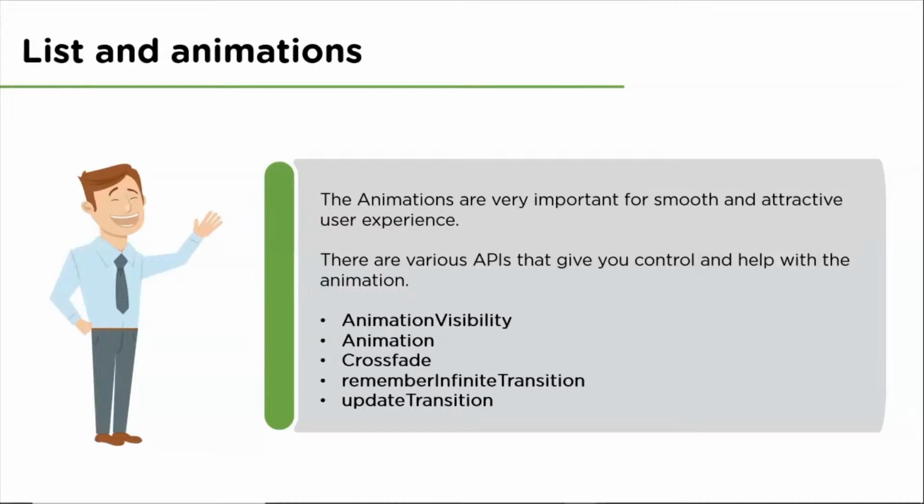Then there is remember infinite transition. If the animation is state based, happens during composition, and is infinite, then this is used. Next is update transition. It is used if you are animating multiple values simultaneously. So these were some APIs that can give you control over the animations.